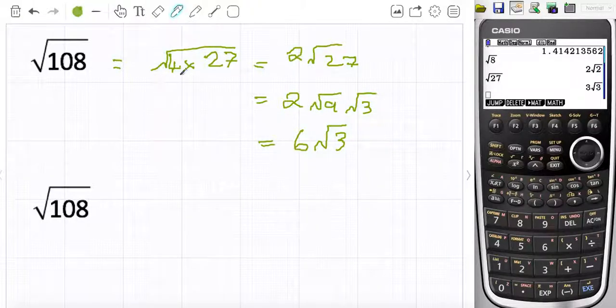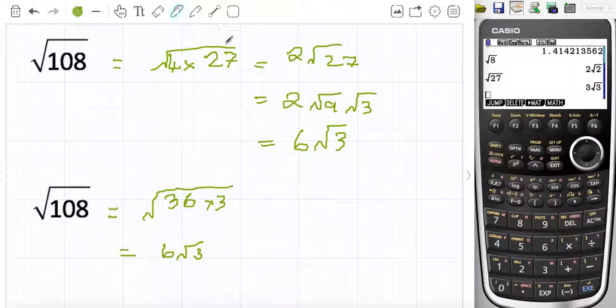Now, I did that because I came across square number 4. I could have gone on and said straight away that 108 is actually 36 times 3, and 36 is a square number. Now, I could have done that, but it might not have occurred to me straight away. And I could have done that to get the same answer. The square root of 36 is 6, so 6 root 3. So either way, you get the same answer. This one looks a bit longer, but it's probably a bit easier with your division.